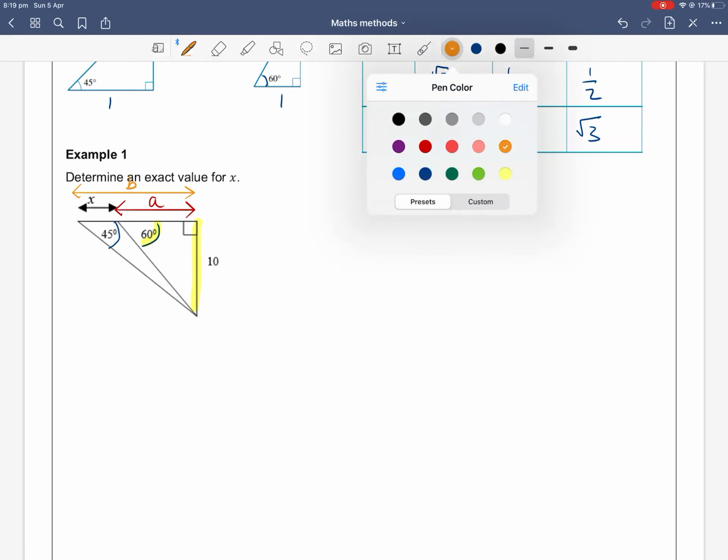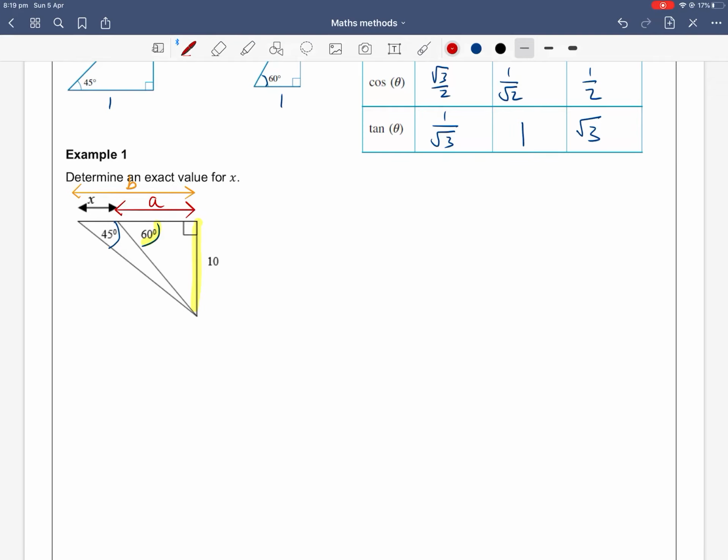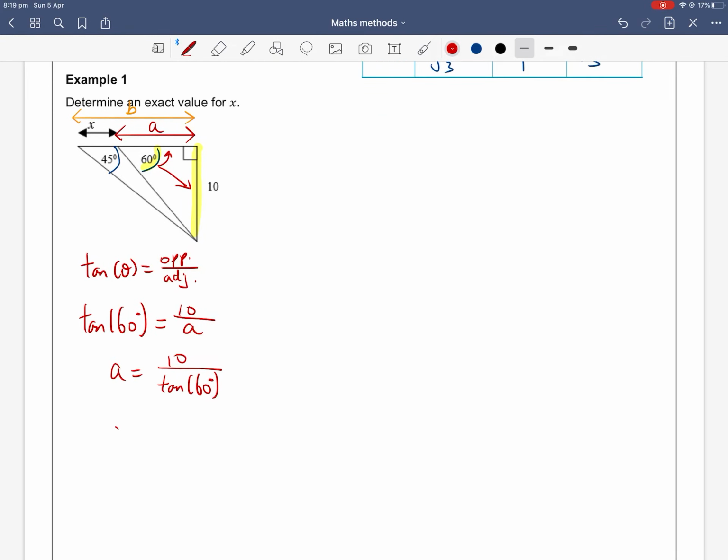So to work out A, we have, using the 60 degree right angle triangle, that's opposite and that's adjacent. So we can use tan. So tan of theta is opposite over adjacent. So default formula. So tan of 60 degrees, opposite is 10, adjacent is A. So A is 10 over tan of 60 degrees. Tan of 60 degrees is root 3. So A is 10 on root 3.